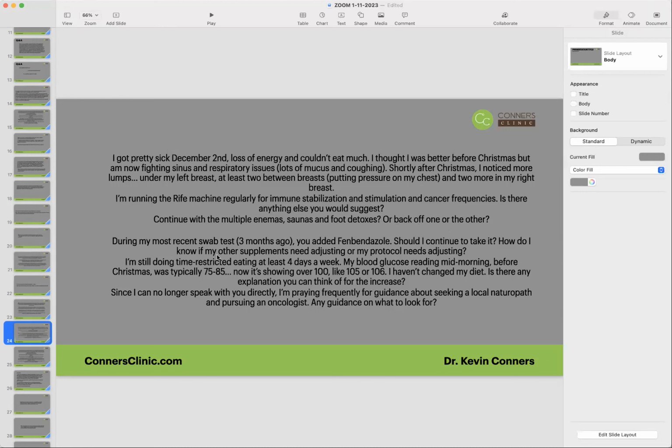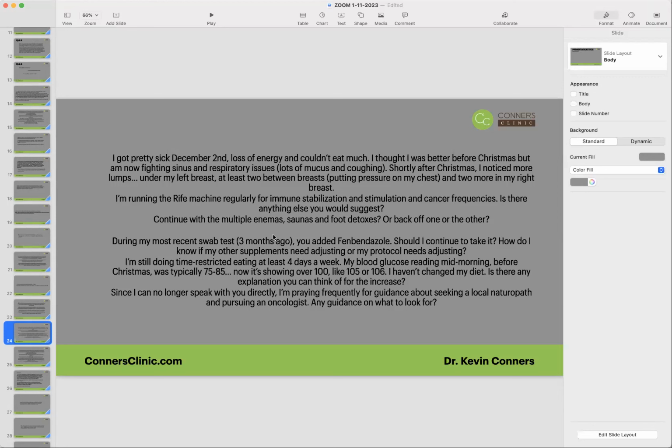During my most recent swab 3 months ago, we added fenbendazole. Should I continue to take that? Well, if you're getting growth like this, you have to consider upping the fenbendazole. So if I put you on a pack a day, try to do some different things like increase that.